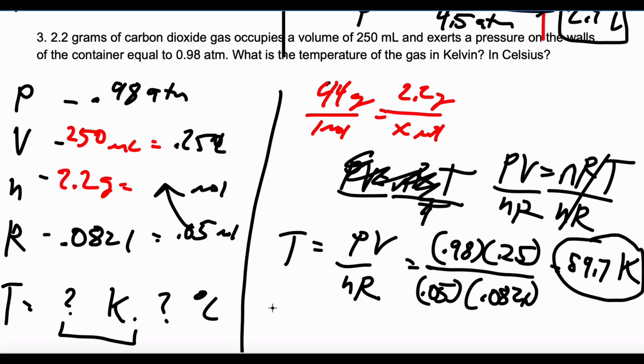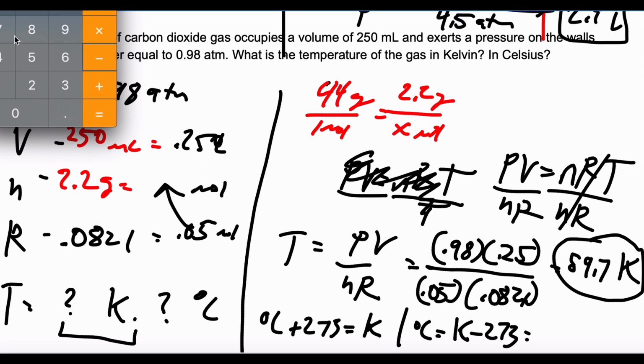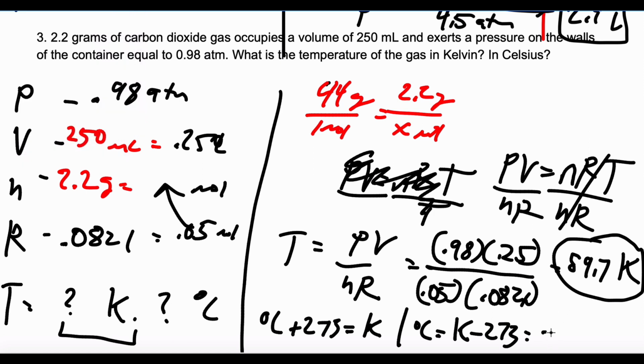Okay. Now, if I have degrees Celsius plus 273 equals Kelvin, then degrees Celsius equals Kelvin minus 273. So if I take Kelvin minus 273, so 59.7 minus 273 equals negative 213. Negative 213.3. Negative 213.3 degrees Celsius.